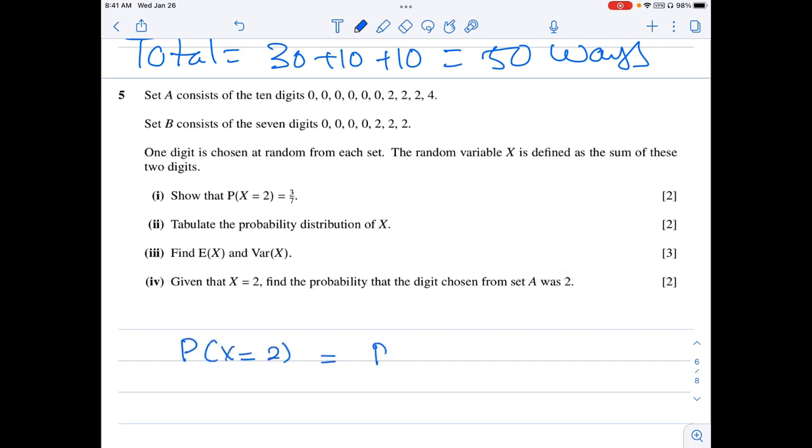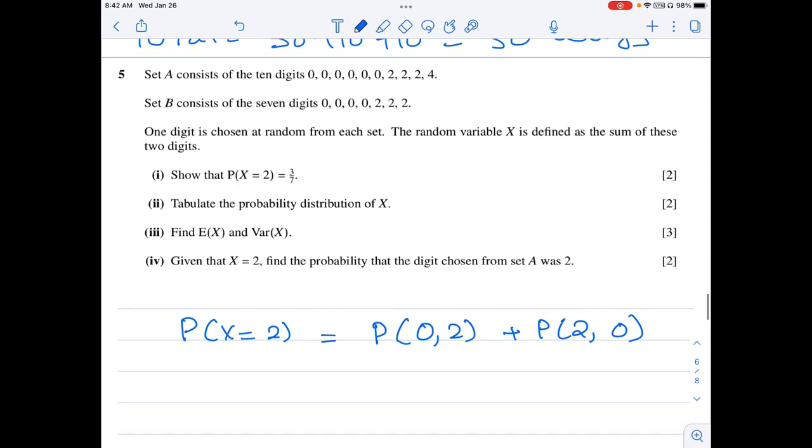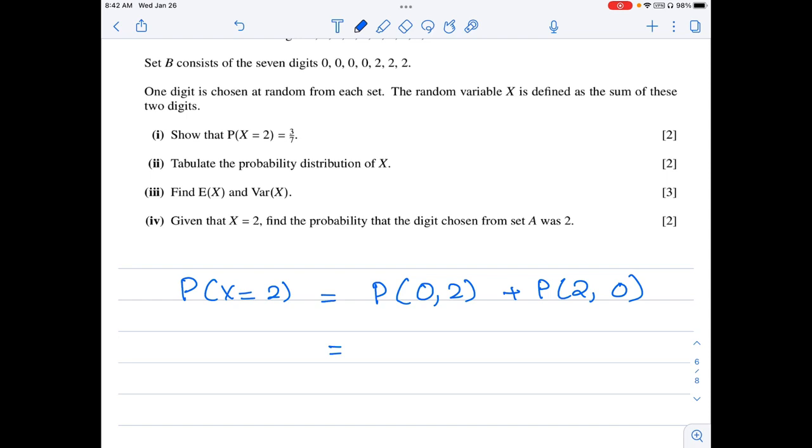So what can I get? I can get 0 from the first and 2 from the second, or else I can get 2 from the first and 0 from the second. So totally it should be 2 ways. So 0 from the first: how many zeros do I have? I have 6 zeros out of 10. And 2 from the second: how many 2's do I have in the second set B? 3 2's out of how many? 7.